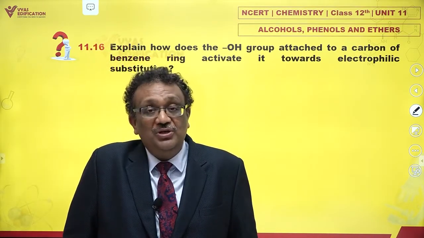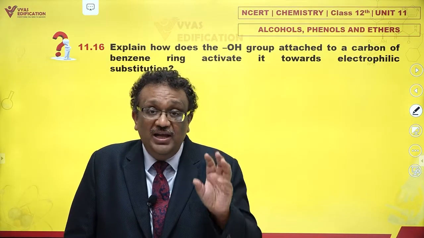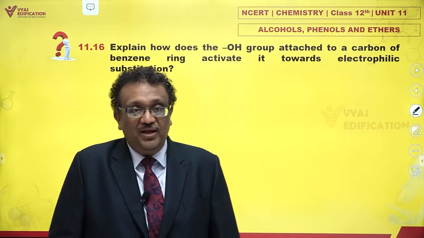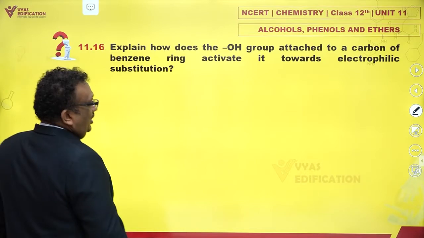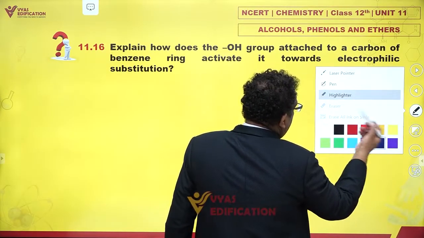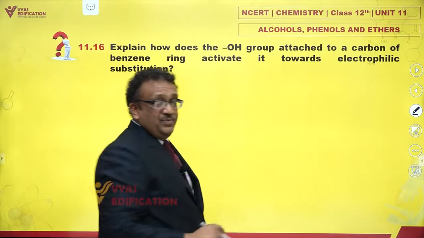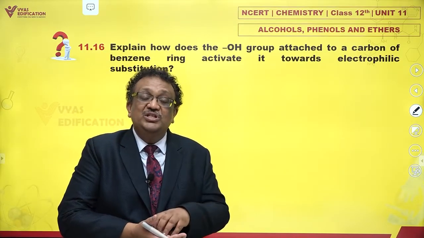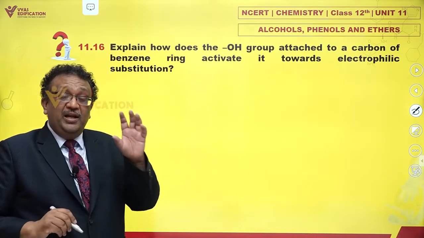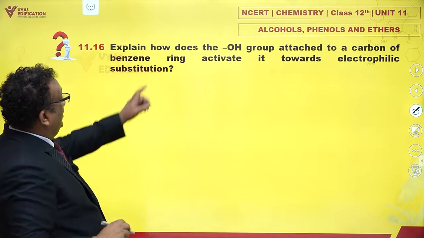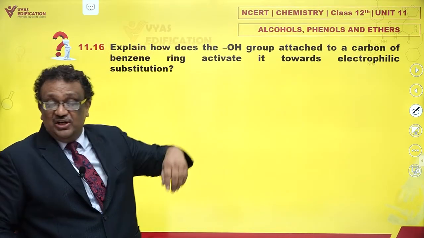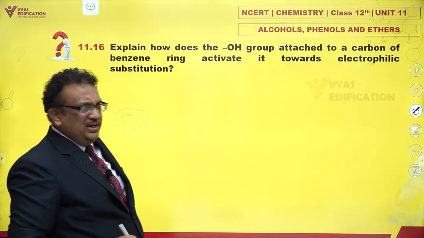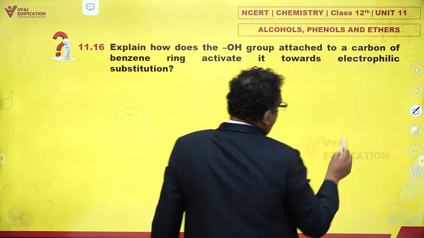So the first point you should notice: the groups which release electrons into the benzene ring activate the benzene ring towards electrophilic substitution. Why does that happen? Electrophilic means electron loving. Electrophiles are the species which are electron deficient, so they love to go to those species which are electron rich. So if the OH group can increase the electron density in the benzene ring, we can say it has activated it towards electrophilic substitution. Does that happen? Well, it possibly might. Let's see how it might be happening.